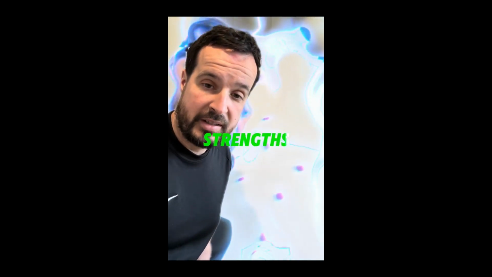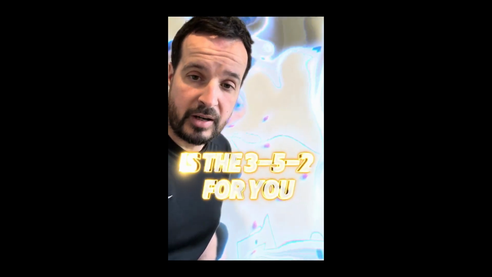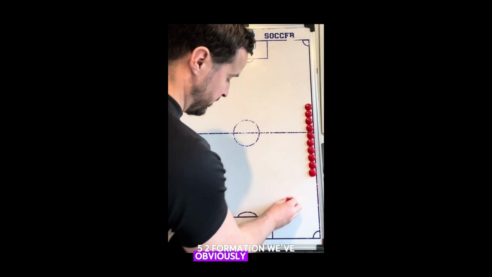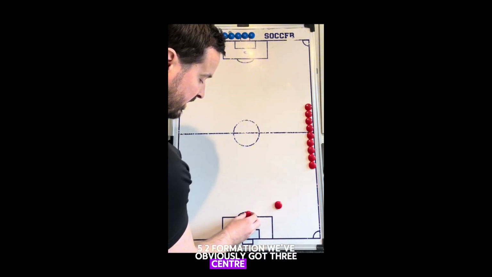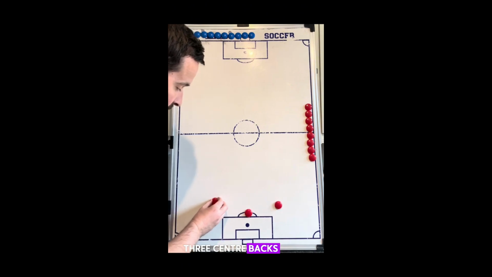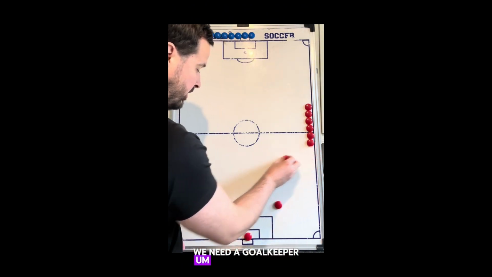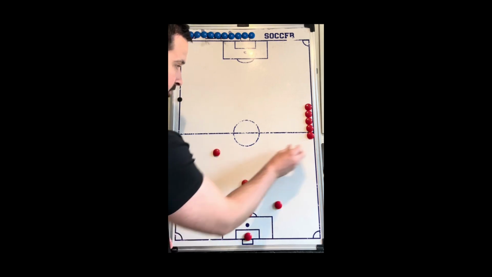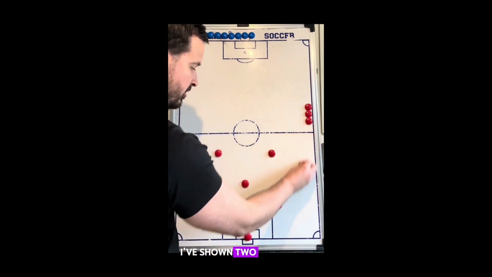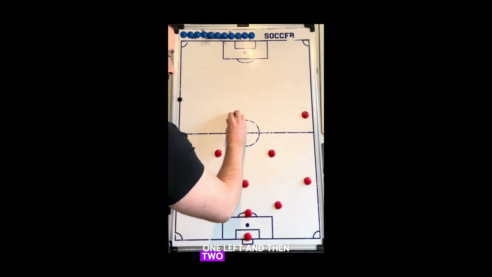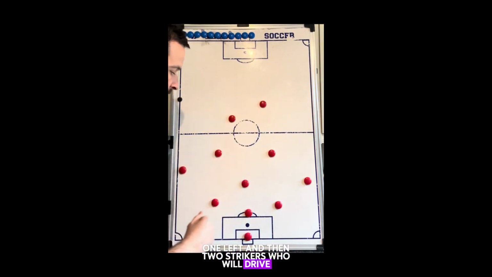Today we're going to take a look at the 3-5-2, its strengths, its weaknesses, and ultimately is the 3-5-2 for you. Okay, so the basics of a 3-5-2 formation, we've obviously got 3 centre halves, 3 centre backs. We'll start there. Missing a goalkeeper, we need a goalkeeper. 3 midfielders, as shown, 2 wing backs, 1 right, 1 left, and then 2 strikers who will drive the attack.